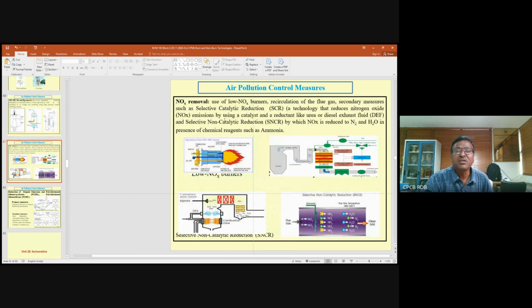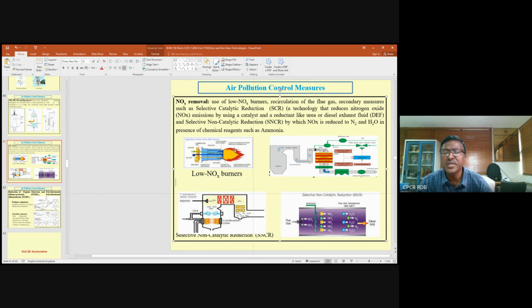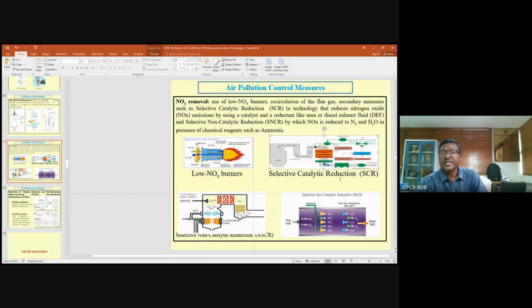NOx, as far as NOx is concerned, we have low NOx burners used. Various types of burners are used which can minimize the emission of oxides of nitrogen into the atmosphere, or else we use various techniques called SCR, selective catalytic reduction, where ammonia or urea is used as a neutralizing agent. The NOx is converted into nitrogen and water by using reagents such as urea or ammonia. Therefore, these are some of the techniques. It is very difficult to explain, but anyhow, you just go through the materials which cover this in detail.